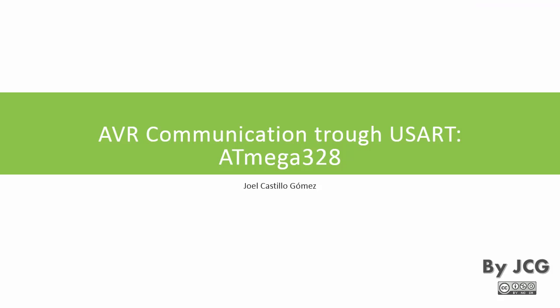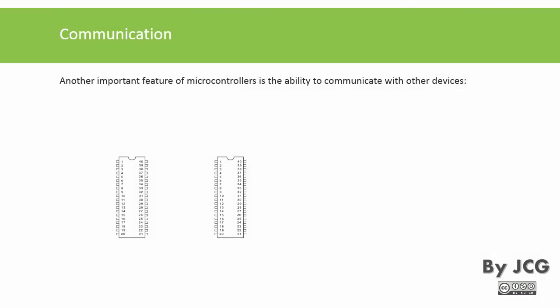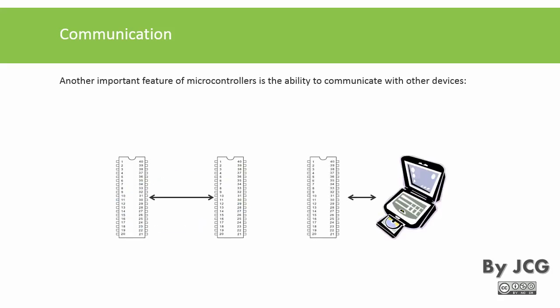Today we're going to talk about AVR communication through a peripheral called USART. This is another important feature of microcontrollers, which is the ability to communicate with other devices. Here we have an example where we are communicating with another microcontroller, but we also have the possibility to communicate with other devices such as a personal computer.